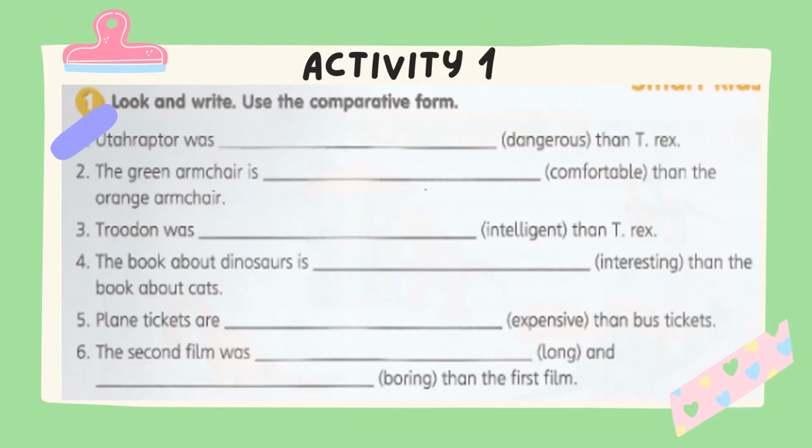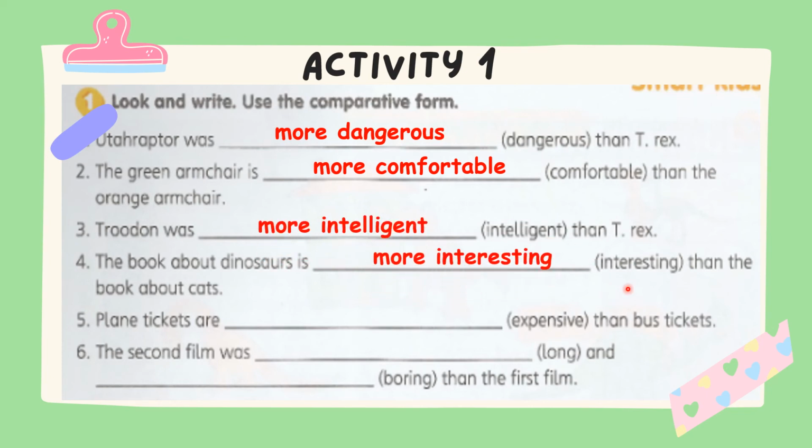Okay, do you understand the comparative adjective? Now, let's try to do the first activity. Look and write, use the comparative form. Number 1, your character was dangerous than T-Rex. So 3 syllable word. Of course, we will use more dangerous. You cannot put dangerouser. That is wrong. Number 2, the green armchair is comfortable. Okay, 4 syllable word. Of course, the answer will be more comfortable. Intelligent also the same thing. More intelligent. Interesting is also the same thing. 4 syllable word, so you have to use more interesting. Expensive, you have to use more expensive because expensive is 3 syllable word.